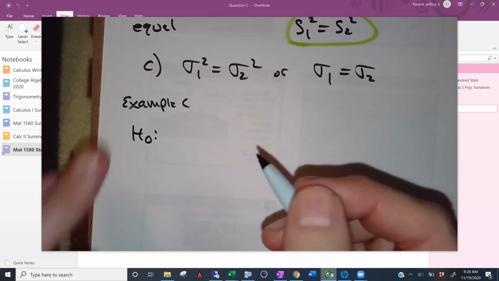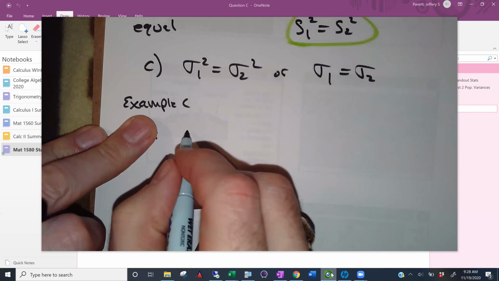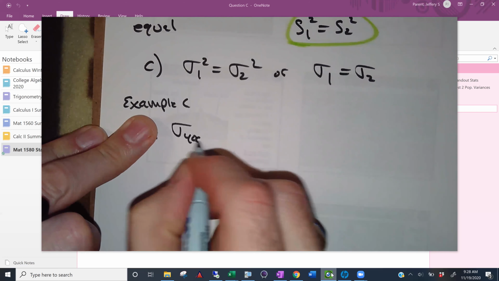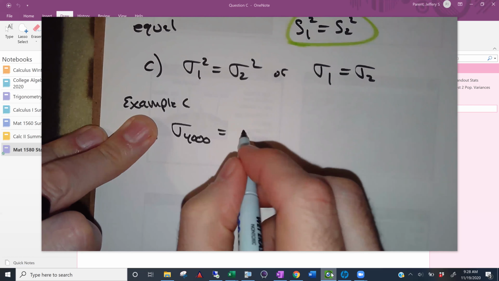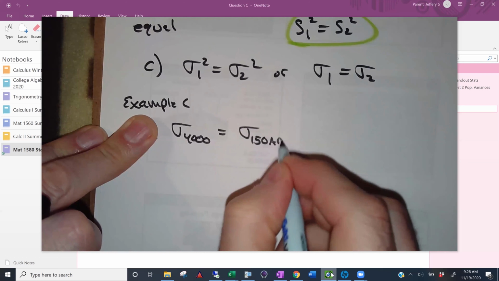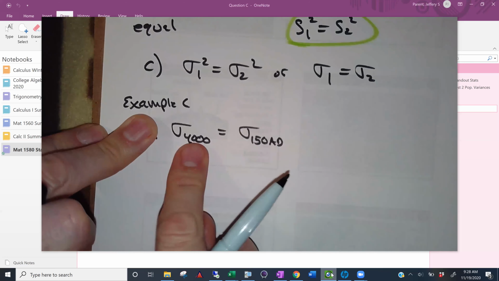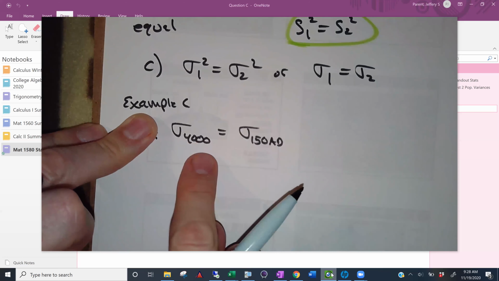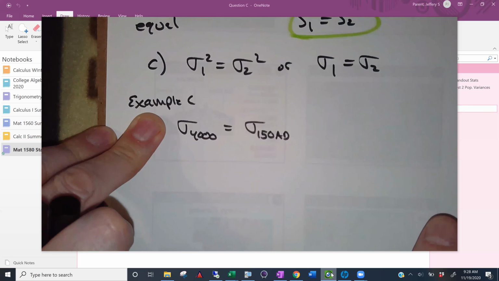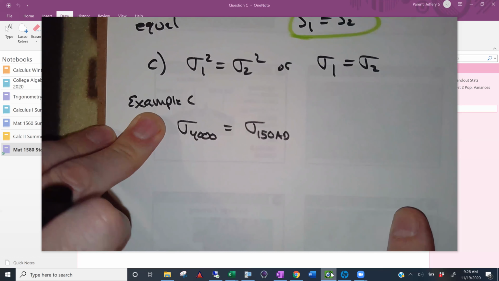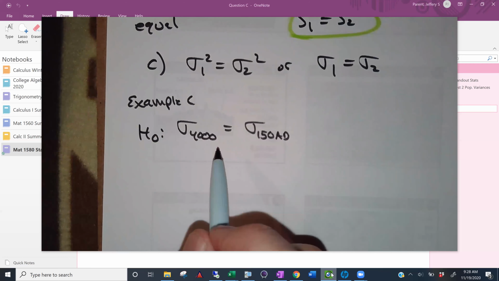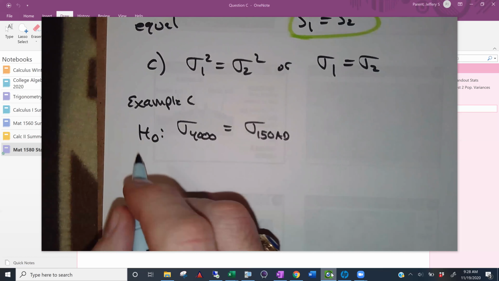And I guess I shouldn't put H naught just yet. What I really should do is look at sigma for my 4,000-year-old skulls versus sigma for my 150 AD skulls. Now we're testing a claim that they're equal. Is that claim going to be part of our null or alternative hypothesis? Yeah, thank you. Has to be the null, because only the null hypothesis has the possibility of equality.